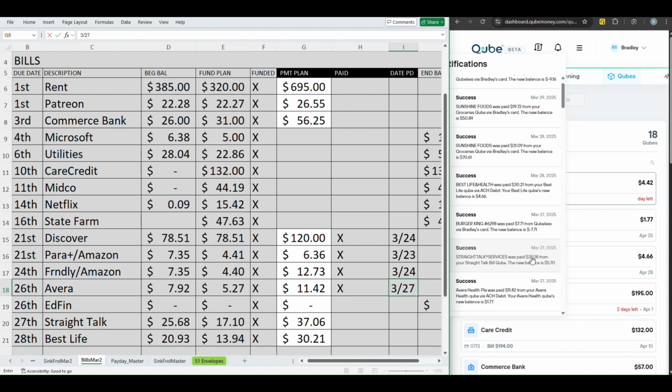The next one, I believe, will have Straight Talk. And in the Straight Talk one, the dollar amount was a little different. So I'm going to just put in what the actual payment amount was and then stick the date in on that one. And then Best Life should be the next one on the list. And that dollar amount appears to be the same as what I had planned. So I'll put in the date on that one too.